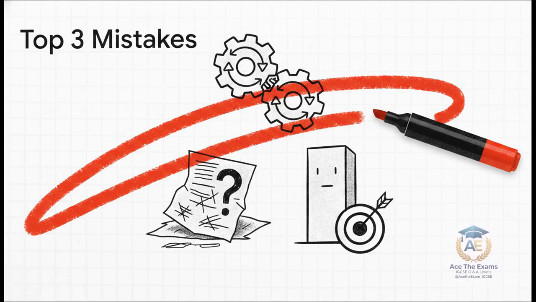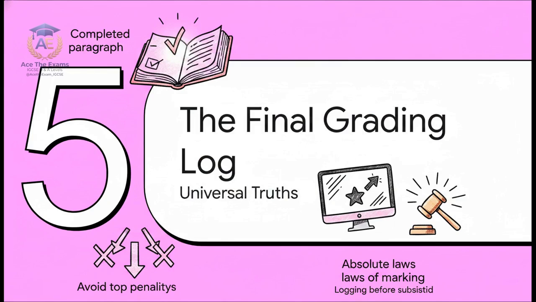It drives examiners crazy. Mistake number 2, forgetting format and presentation conventions. Missing basic headings or using the wrong ledger formats entirely, that immediately bleeds method marks. And mistake number 3, answers are not specific to the given context. Giving me a beautifully rehearsed generic lecture on IAS 38 without actually applying it to the specific company in the case study is a guaranteed way to tank your score. Context is everything. Which brings us to our final section, Section 5, the final grading log, universal truths.